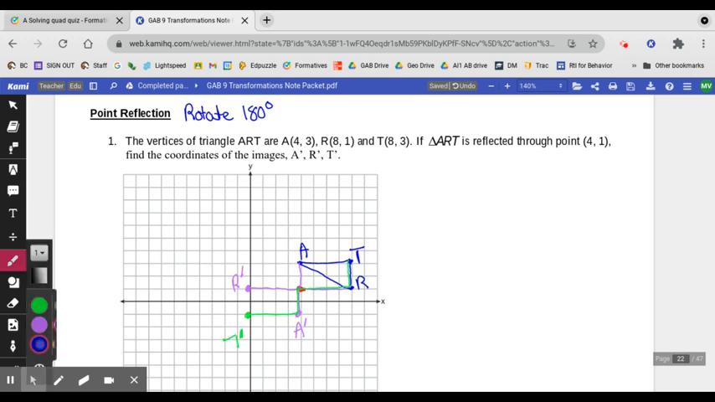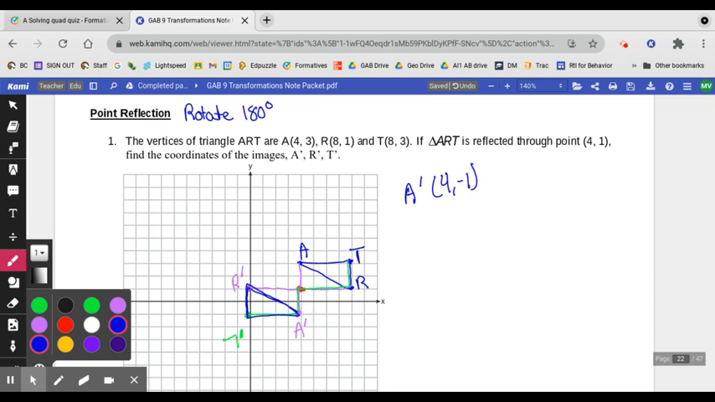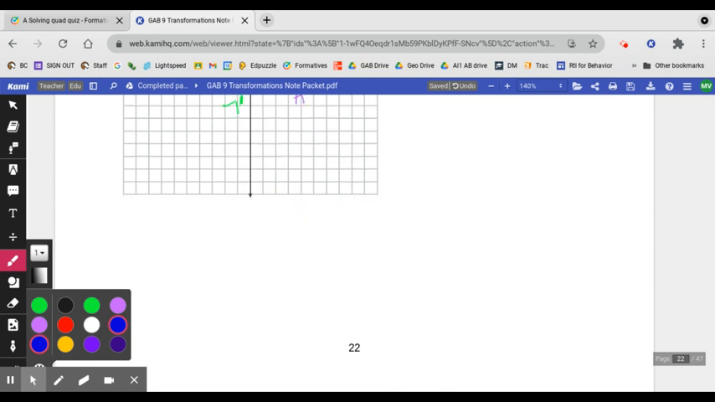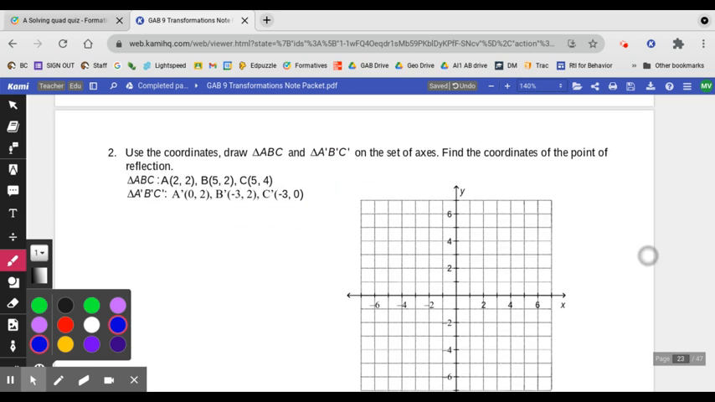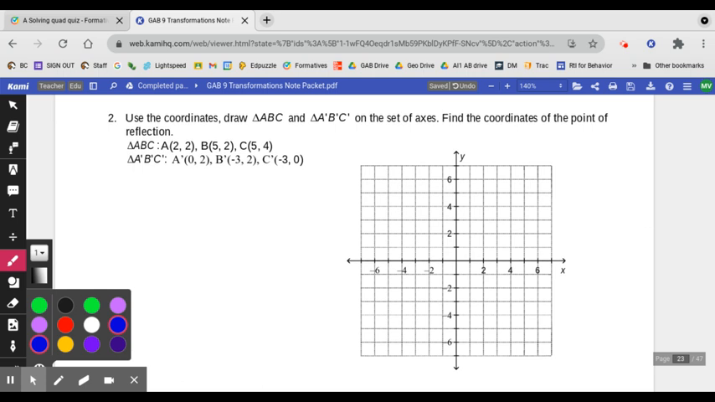And so my new triangle, after I reflect over the point 4, 1, that red dot, is this blue triangle here, where A prime is the point 4, negative 1, R prime is the point 0, 1, and T prime is the point 0, negative 1. So I want you to pause, and I want you to graph both triangles, and then come back and we'll do the rest together.